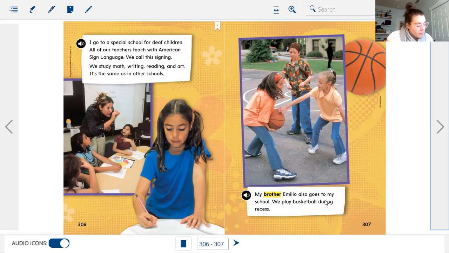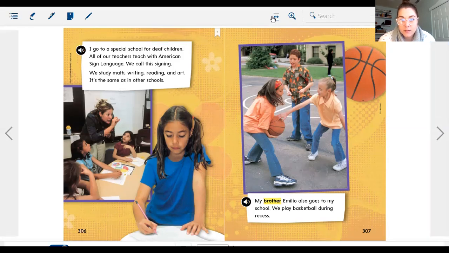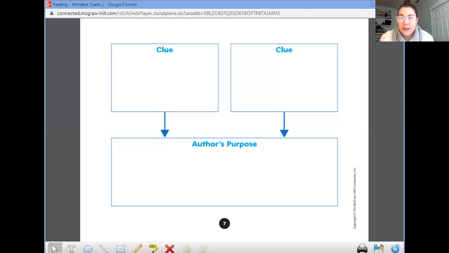So these are clues that will help us understand the author's purpose. So let's add this to our chart on our practice book page. So I'm going to reshare, and I think this will work. Figuring out technology. Okay, so we are going to write, oh, maybe I don't want to use pencil. Let's do, okay.